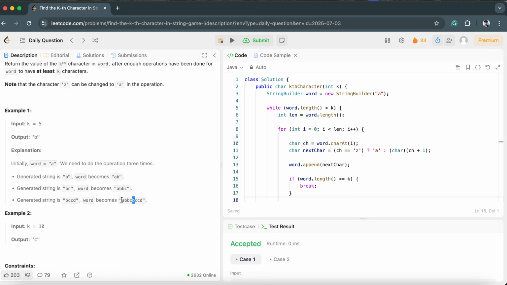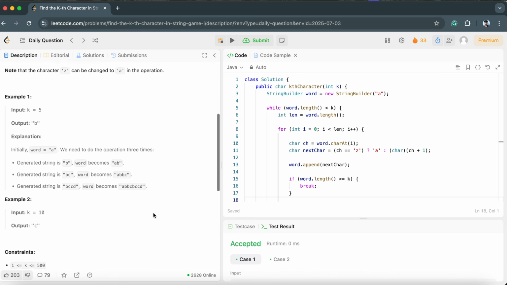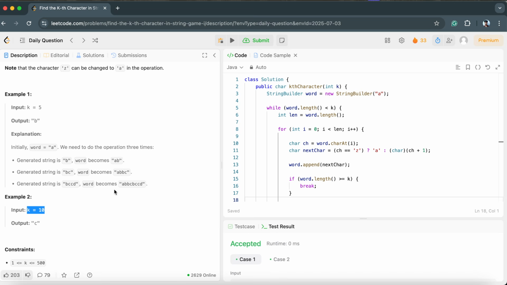We have to make sure that the word we are forming has length greater than or equal to k, so that we can figure out the fifth element, or kth element, in the word. Yes, the fifth is b, so we can write it. Similarly for 10th, we have to generate a string of length 16, because this 8 character word is not sufficient. So we keep forming the string until the k value is satisfied, and then we pick the kth character from the string.